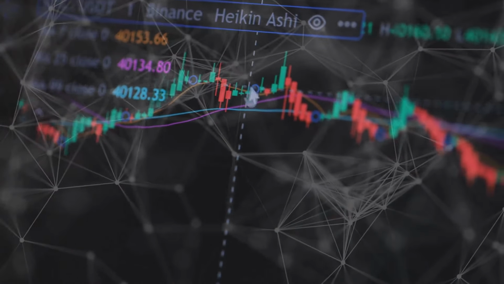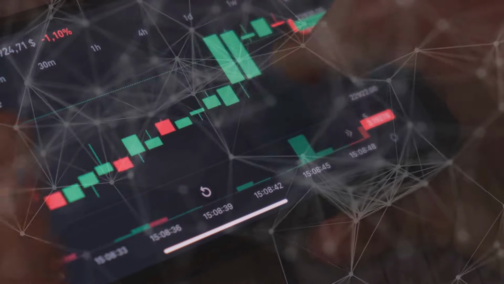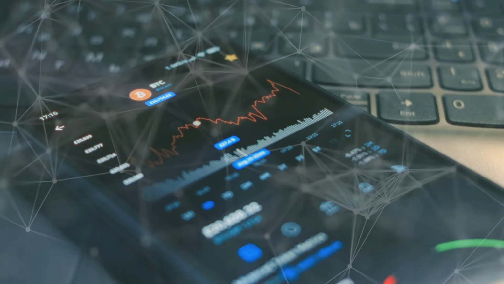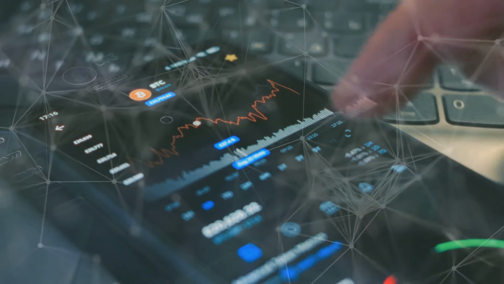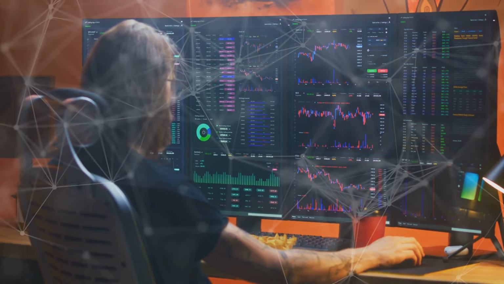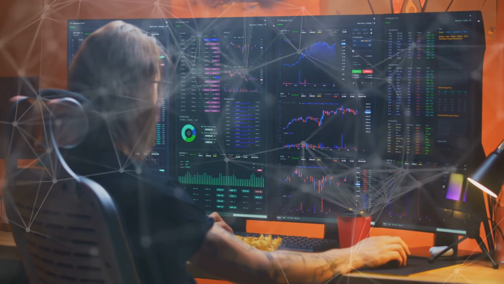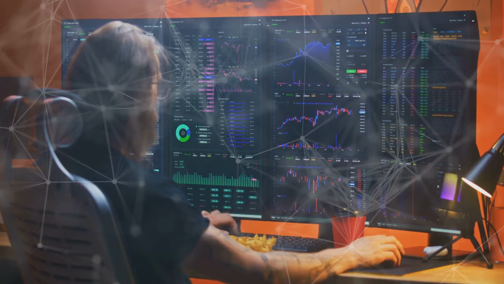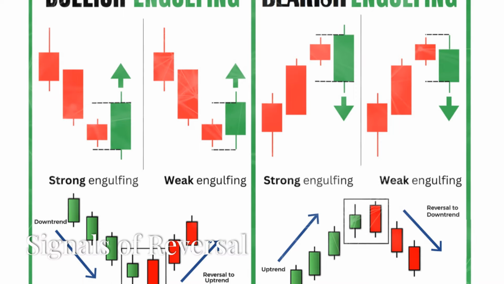Candlestick charts reveal patterns that offer valuable clues about potential market movements. Recognizing and interpreting candlestick patterns is an essential skill for any trader. By understanding these patterns, traders can make more informed decisions about entry and exit points, stop-loss levels, and overall trading strategies.